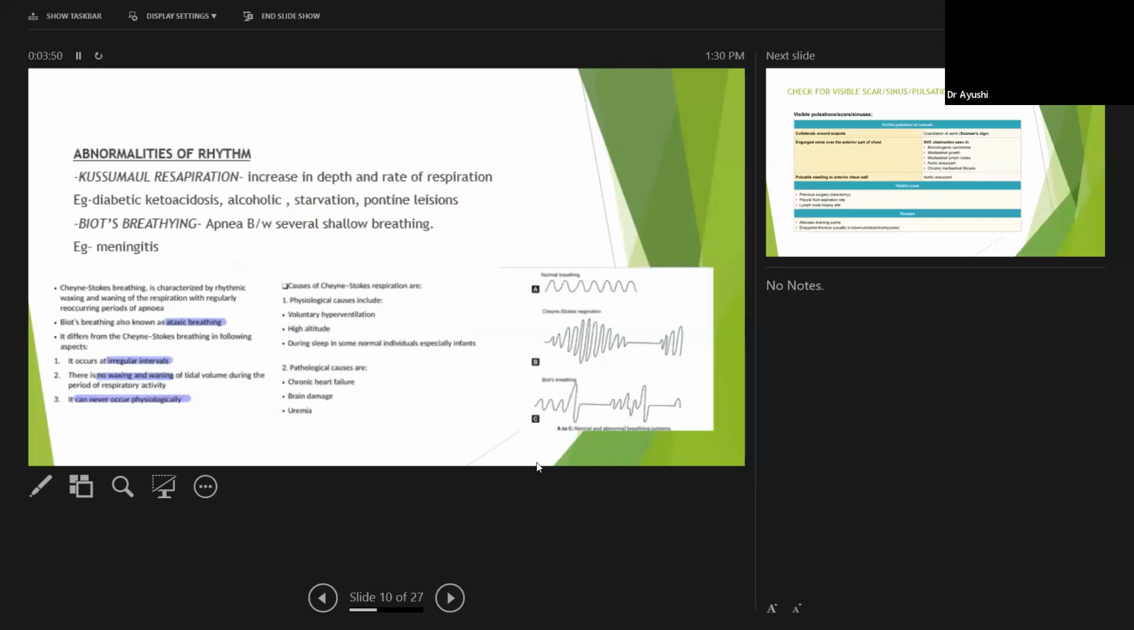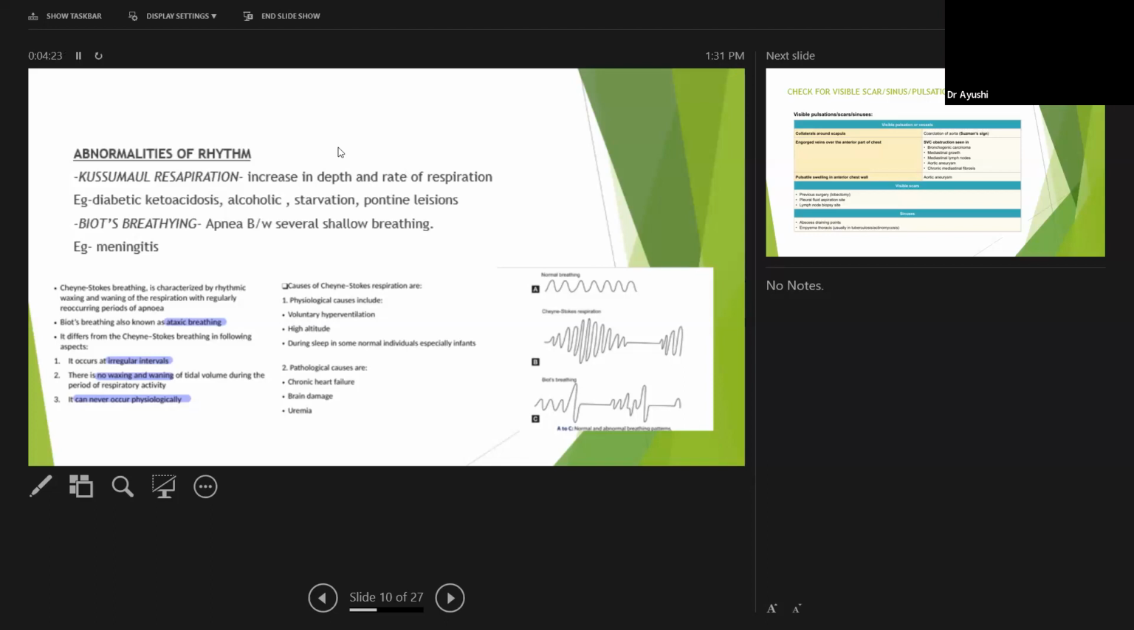There are a few different types of abnormalities of rhythm. That is Kussmaul's respiration, in which we can see the depth and rate of respiration is increased. It is seen in diabetic ketoacidosis, alcoholic patients, starvation, and pontine lesions. Then we have Biot's breathing, in which we have apnea between periods of shallow breathing. In this diagram, it is represented. In picture C, we can see apnea and then shallow breathing, that is Biot's breathing.